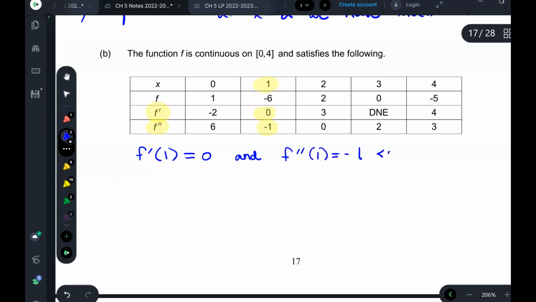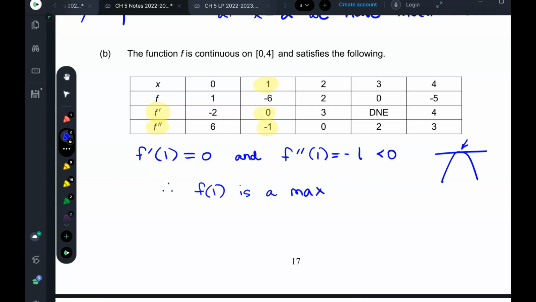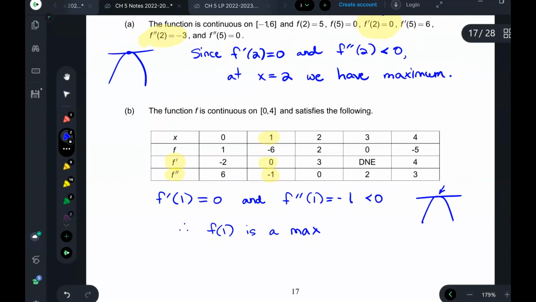I understand those cases. Okay, so that means we have a horizontal tangent and it's concave down, so therefore you could say it has a maximum at 1, or you could say f of 1 is a maximum. I'm okay with either one. x equals 1 is fine, because that's how I said the last one.